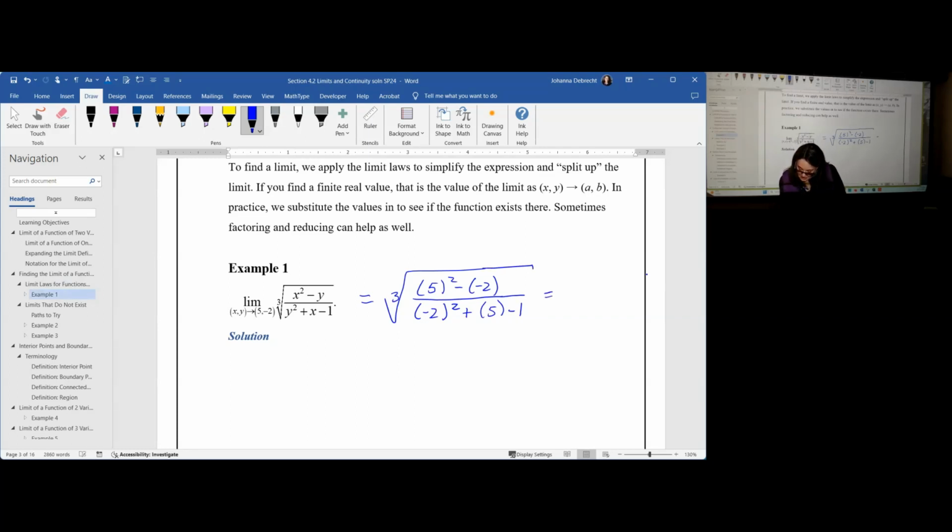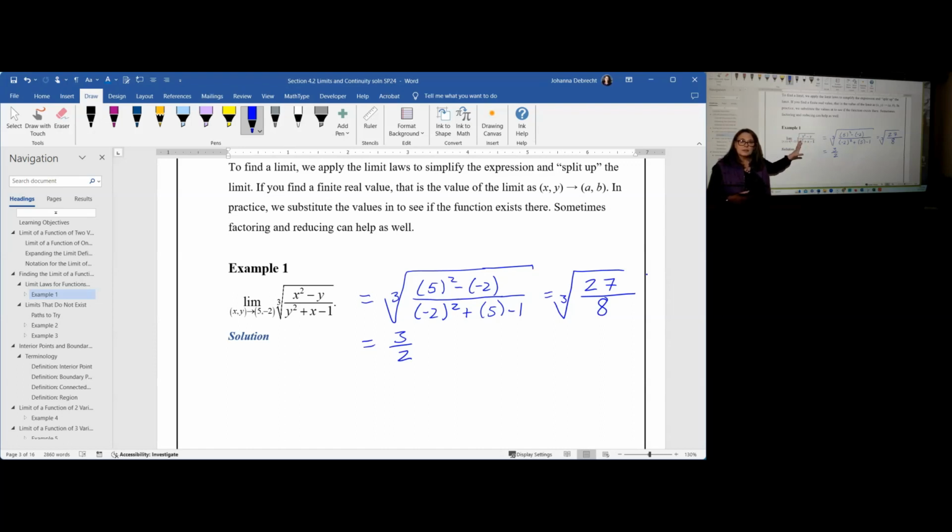In this case, I have the cube root of 25 plus 2, 27, over 4 plus 5, 9, minus 1 is 8. When I take the cube root, I get 3 halves. I got a finite real number. That is, in fact, the limiting value.